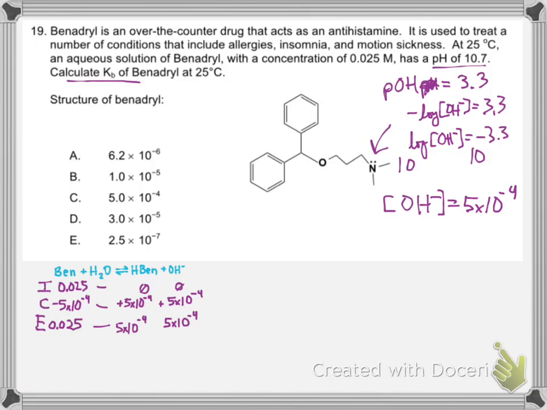Then we are going to write out our equilibrium expression. Kb equals the concentration of the products, so the protonated Benadryl times hydroxide, all divided by the concentration of Benadryl, which equals 5 times 10 to the negative fourth times 5 times 10 to the negative fourth. So we can just put 5 times 10 to the negative fourth squared over 0.025. And we will get that the Kb equals 1 times 10 to the negative fifth for Benadryl.